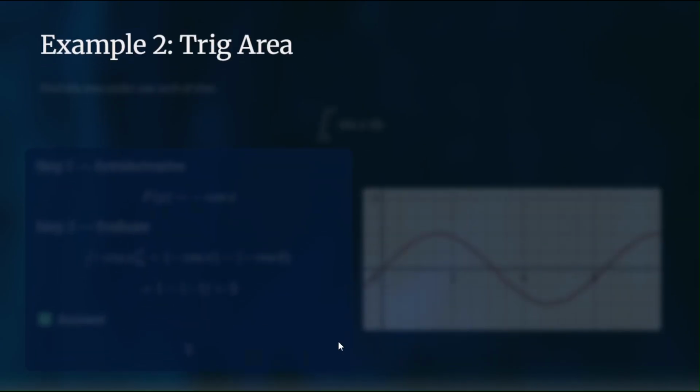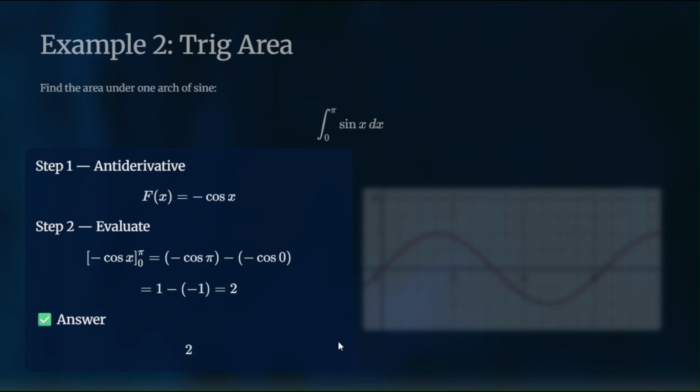In this second example, we want to find the area under one arch of sine, that is the integral from 0 to pi of sine x dx. So first we find the antiderivative of sine x, which is negative cosine x. Then we can evaluate from 0 to pi. So first we'll evaluate when x equals pi, so negative cosine pi, minus evaluate when x equals 0, so negative cosine 0. Negative cosine pi is equal to 1, minus negative cosine 0 is negative 1. So 1 minus a negative 1 is 2.